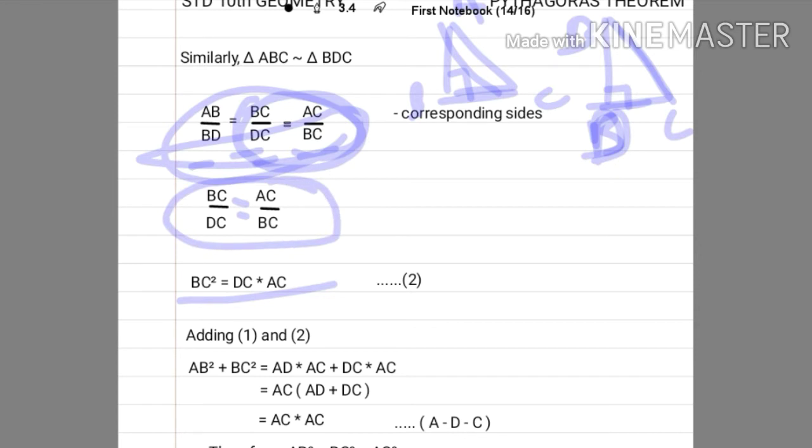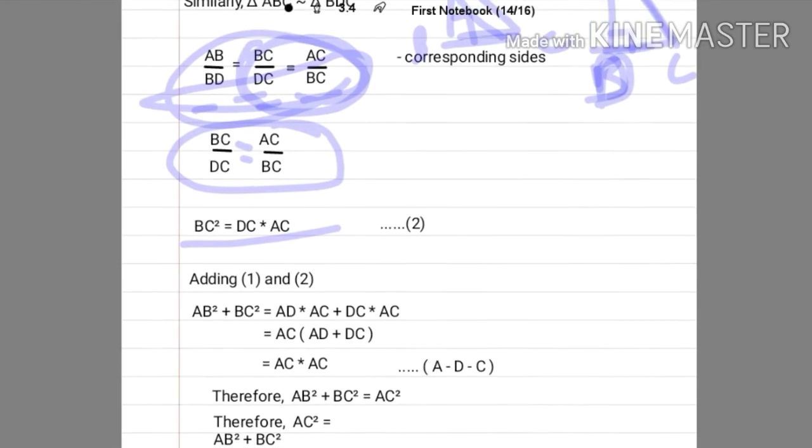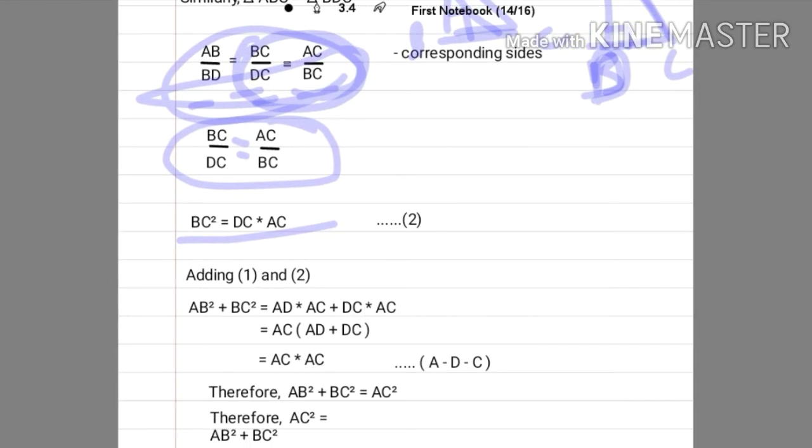Now we are going to add those terms, that is AB square plus BC square. So we will get it as AD into AC plus DC into BC. Now if you notice here, AC is common in both the terms. So we'll take it common and write it as AC into bracket AD plus DC.